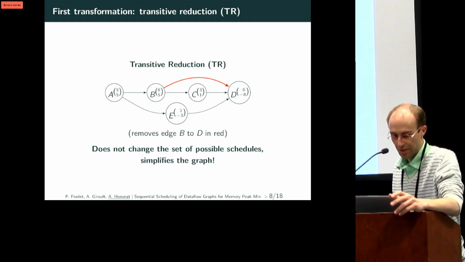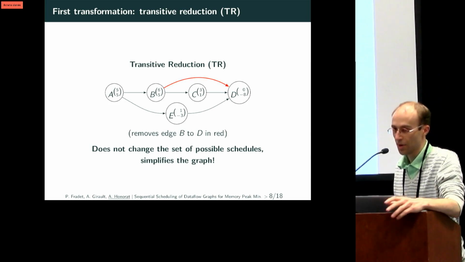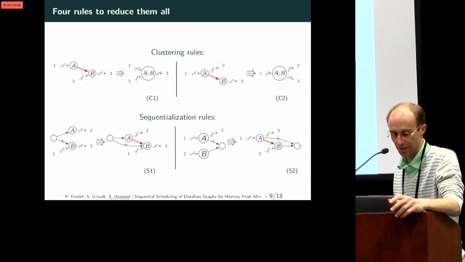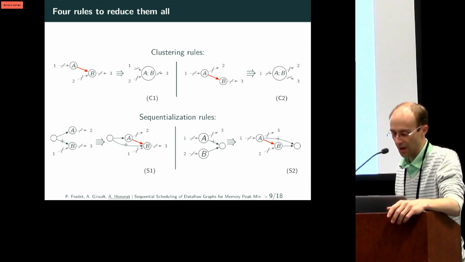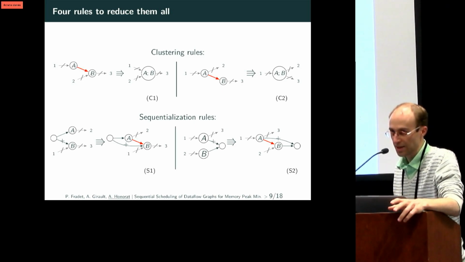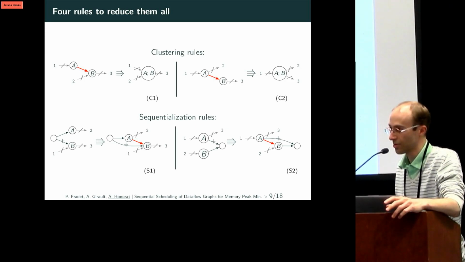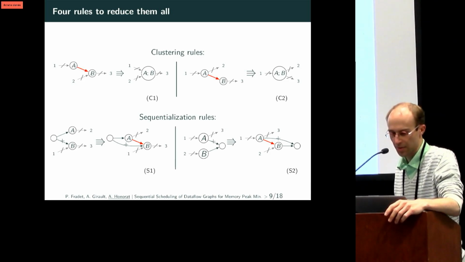The simplification is a good thing for our main transformation rules, which are the following ones. So we have 4 rules, 2 for clustering and 2 for sequentialization. And in both cases, they are symmetrical if we consider the predecessor nodes or the successor nodes. So I will explain only the rule C1 and S1.